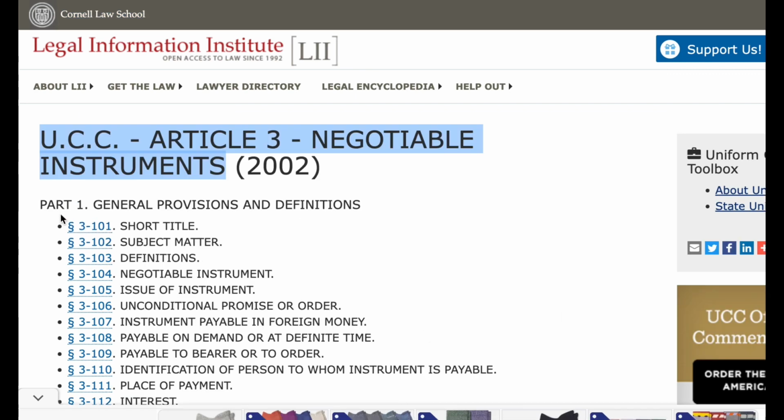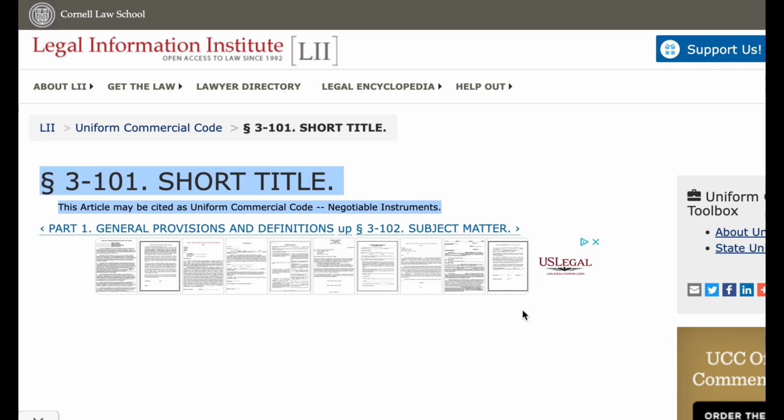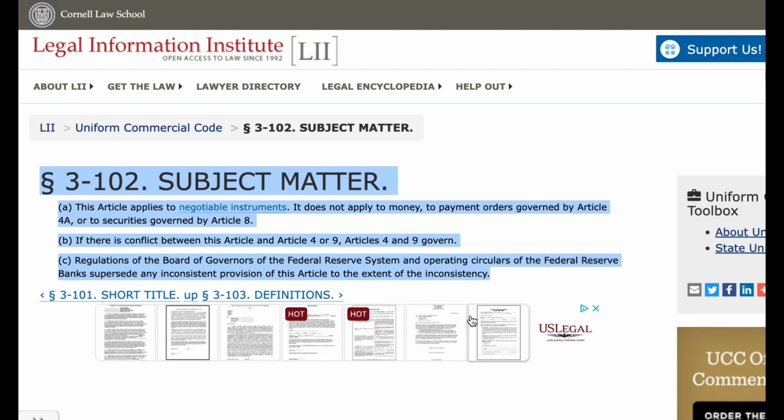Cornell Law School. U.C.C. Article 3, Negotiable Instruments. Part 1. General Provisions and Definitions. Paragraph 3101. Short title. This article may be cited as Uniform Commercial Code, Negotiable Instruments.